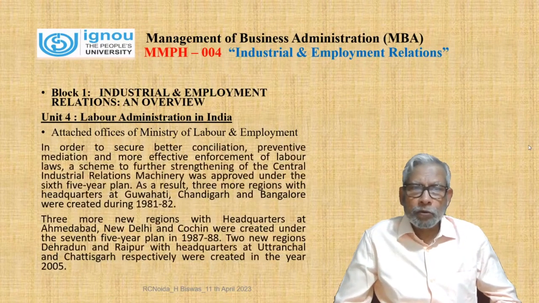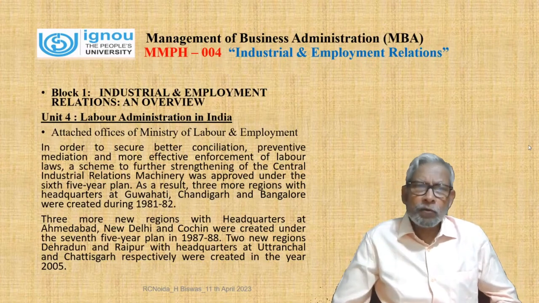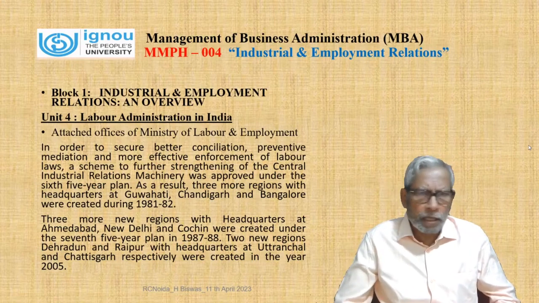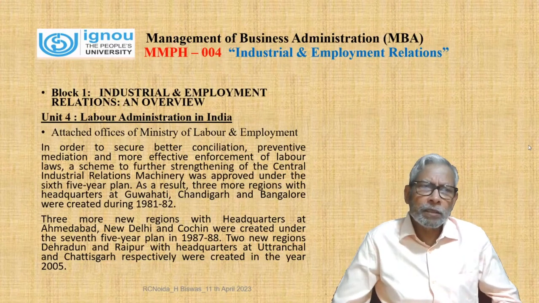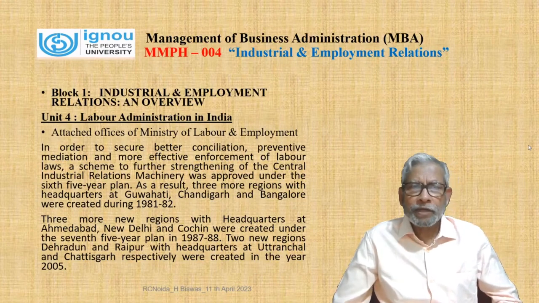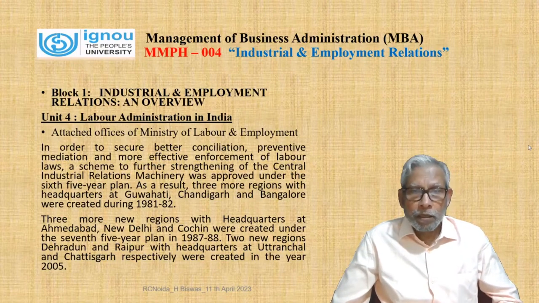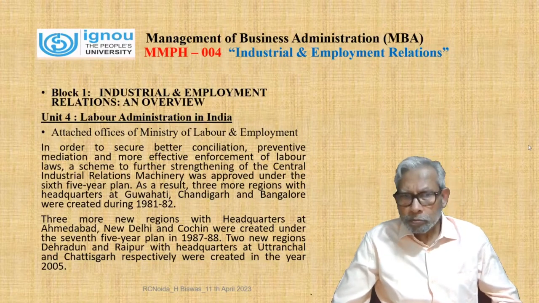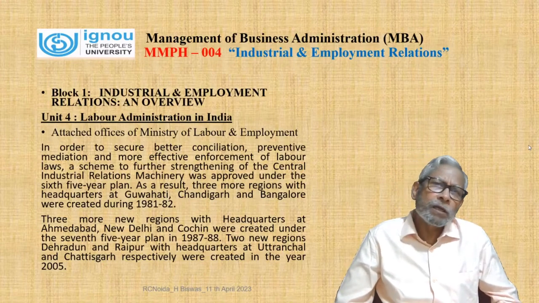Now, in order to secure better consolidation, because we have to see the whole country, one such office cannot control everything. So for consolidation purposes and for the prevention, mediation and more effective enforcement of the labor laws, the scheme of further strengthening of the central industrial relations machinery was approved under the 6th five-year plan. Gradually it has increased, and gradually all areas are covered.